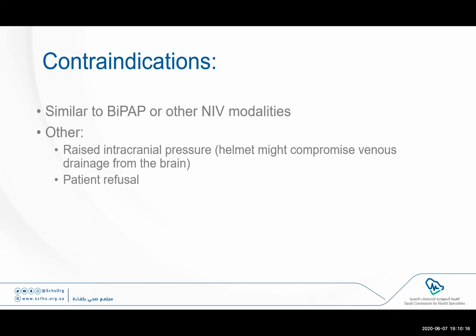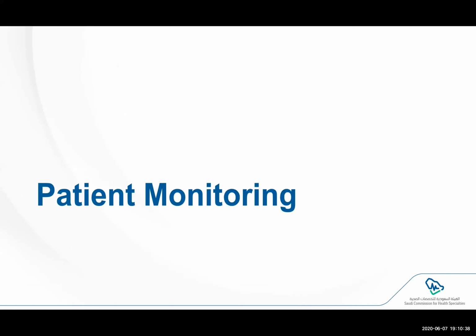So in cases of increased ICP, it might compromise the venous drainage and might actually make your increased intracranial pressure worse. Again, patient refusal. Some patients, when you explain to them, might not like the idea. So you have to go through this contraindication list before you actually decide to apply the helmet.